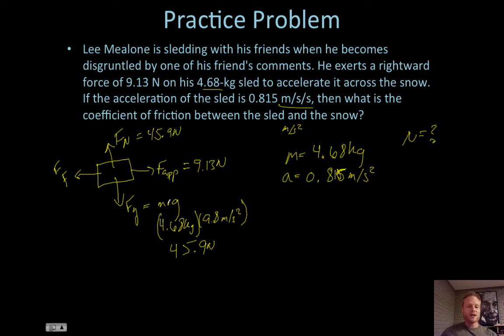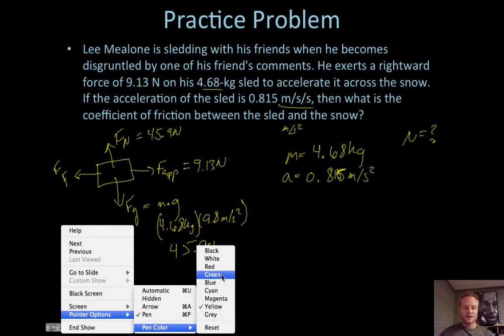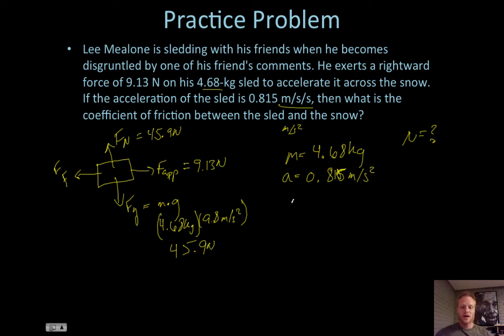Now we know the force of gravity and the normal force. What else can we figure out? Well, I'm thinking we can use Newton's second law. Let me change pen colors here to something more exciting. I want to get the frictional force, because I think that's going to be the key to getting the coefficient of friction. How can I figure out the frictional force? If I use F net in the x direction, what does that equal? That's just Newton's second law: mass times acceleration, m times a.